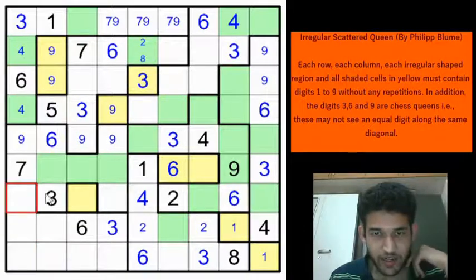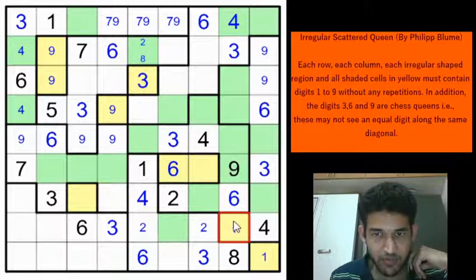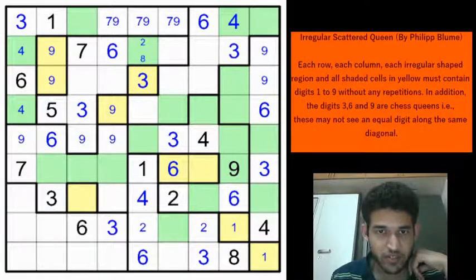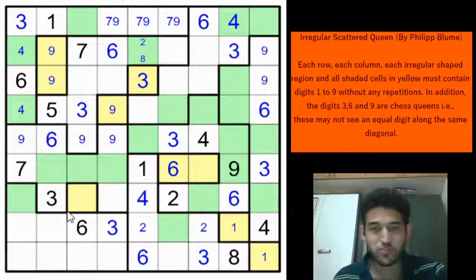You can't have a 9 here, right? Because these 3 cells will be the same as these 3 cells. So 9 can't be here because 9 is already eliminated from here, and using this 9 we have eliminated a 9. So 9 can't be here. So we'll mark that using the green. And now if you look at row 7, we are getting the breakthrough.